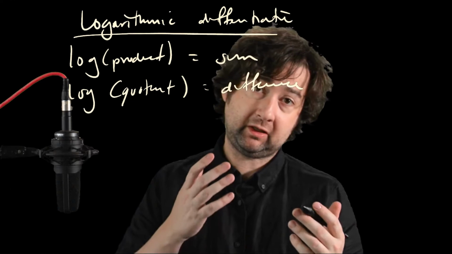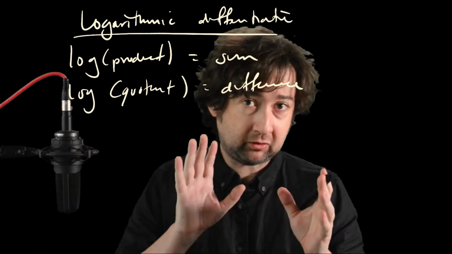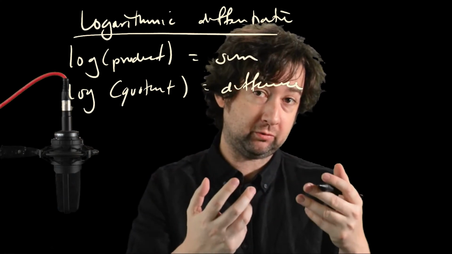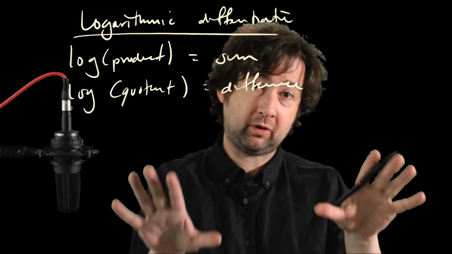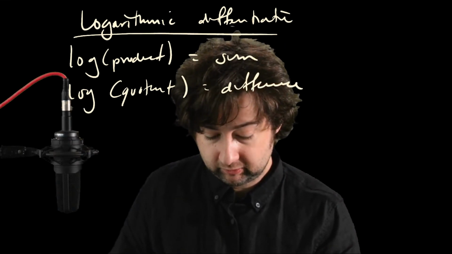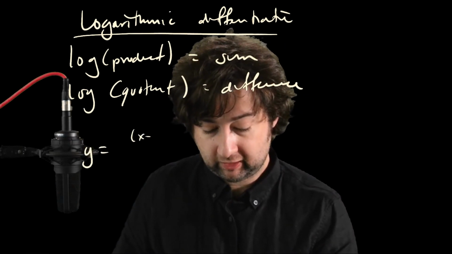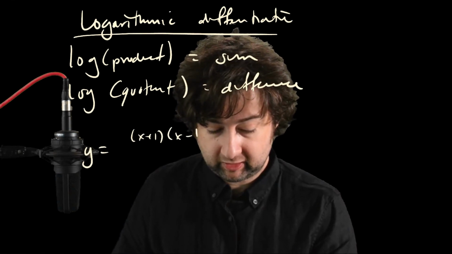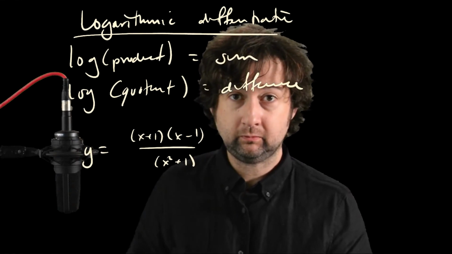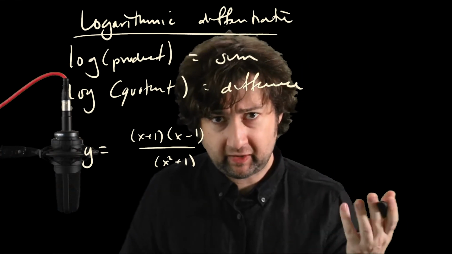And so that means if I'm taking derivatives, if I can somehow get logarithms involved, I can take things that would require me to use product and quotient rules and turn them into addition problems instead. So let's consider this function. Y is equal to x plus 1, x minus 1 over x squared plus 1. And suppose I want to find y prime.